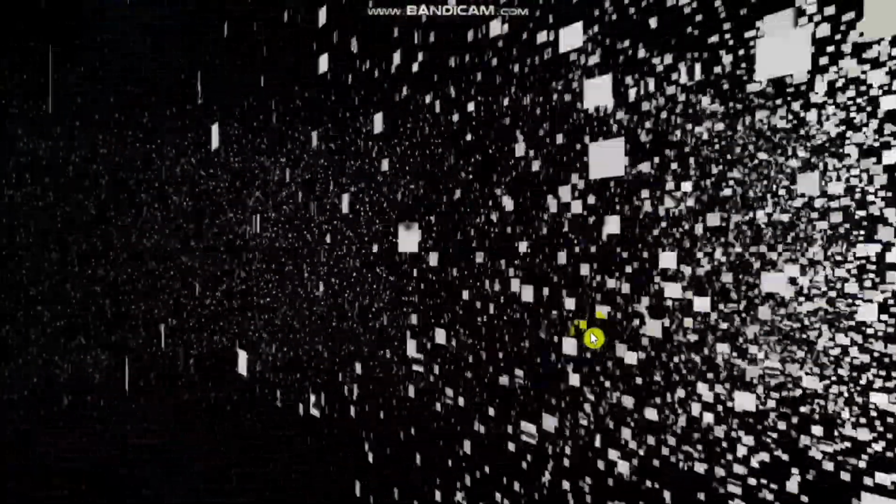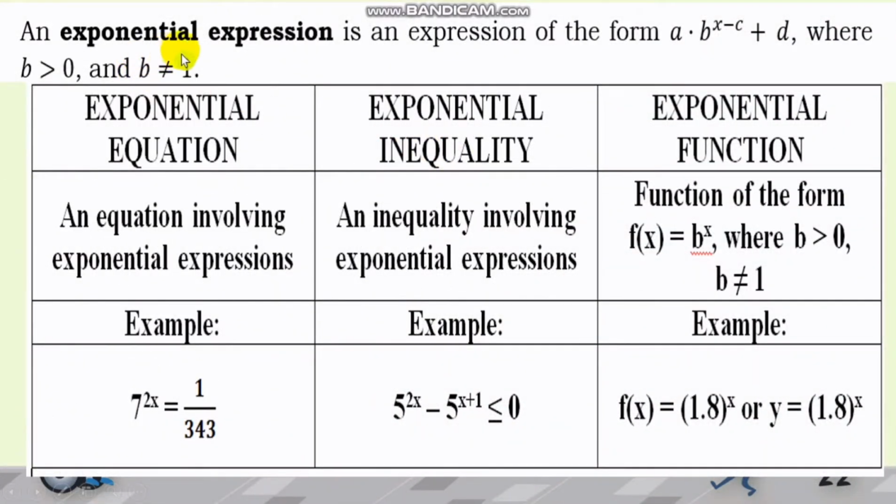To start with, we have here the definitions of the three main topics. But before we discuss this one, lahat ng exponential equation, exponential inequality, and exponential function ay mayroong exponential expression. Ano ang exponential expression? Ang exponential expression ay expression siya of the form a times b raised to x minus c plus d, where b is greater than 0 and b is not equal to 1. And a, b, c, and d are all real numbers.